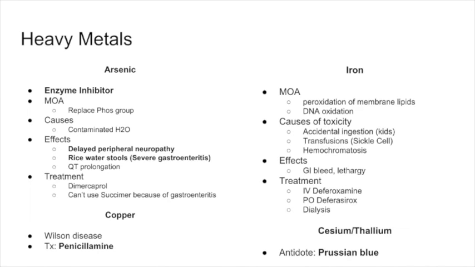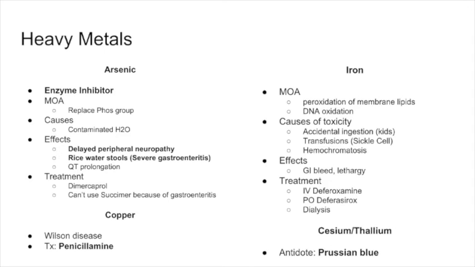Arsenic is also an enzyme inhibitor. How it works is that it replaces the phosphate group, and it's caused by contaminated water. The big thing in arsenic that I want you to be aware of is that it causes delayed peripheral neuropathy and severe gastroenteritis. So these are the two hallmark side effects of arsenic: delayed peripheral neuropathy and severe gastroenteritis. It also causes some QT prolongation.